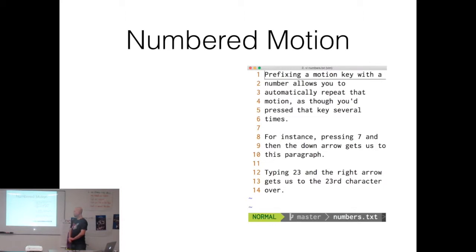What makes Vim kind of cool is that you can prefix any one of those commands, like typing a down arrow, with a number, and it will behave as though you pressed that key that number of times. When I, for instance, just typed 7, nothing happened yet, but when I pushed the down arrow, it moved me down 7 whole lines. It didn't step through that at all, it just did it as though I went down 7 whole lines.